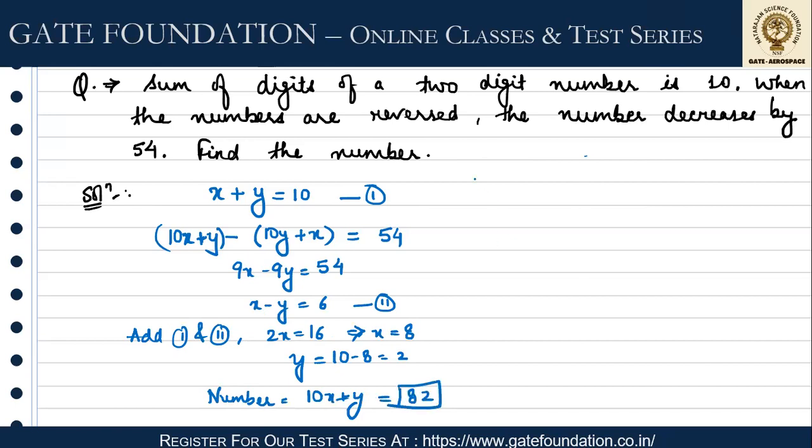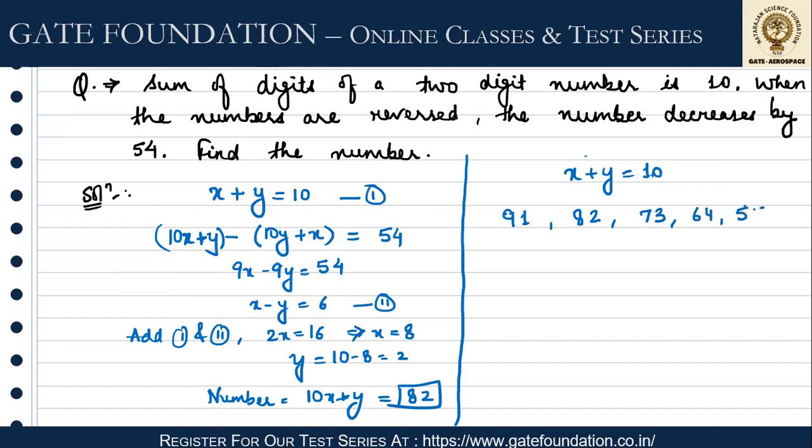Now the second method that I'm going to share with you is a trial and error method. So you know that x plus y is 10. So I'll find out the combinations for which the sum is 10. Let's say if I take the tens digit to be 9, the unit digit becomes 1, then 8, 2, then 7, 3, 6, 4, and 5, 5. This is the first case I got.